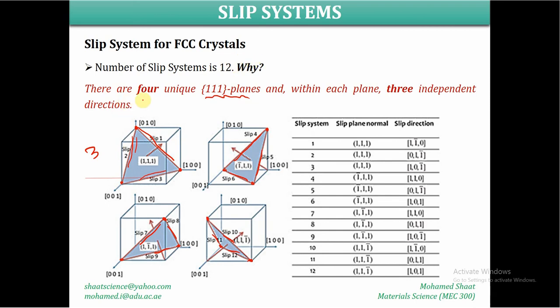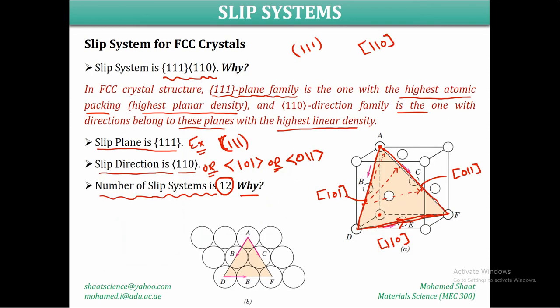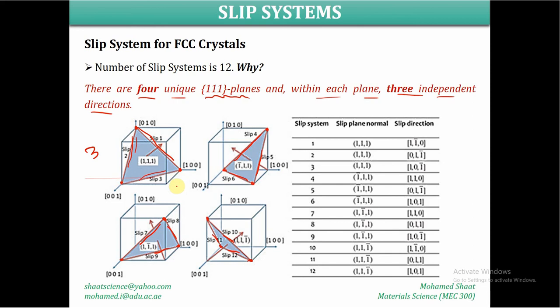Why? Because there are 4 unique planes that belong to the 111 family of planes, and within each one of these planes there are 3 independent directions that belong to the 110 family of crystallographic directions. So for example, for the first slip system, you're going to have the crystallographic plane 111 and the slip direction 1, -1, 0, and the same plane. So all of these 3 slip systems have the same crystallographic plane but different directions. So this is direction 1, direction 2, direction 3.